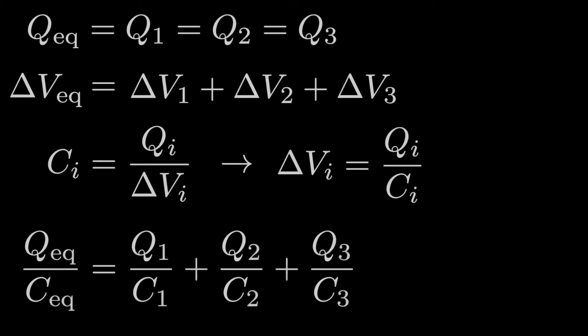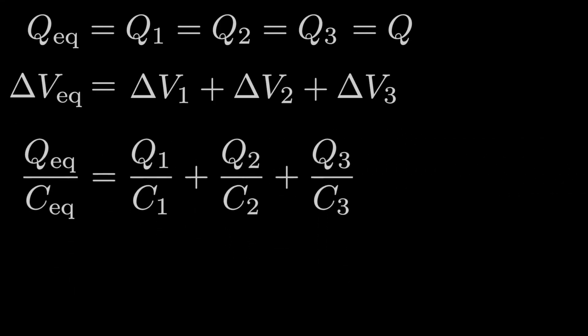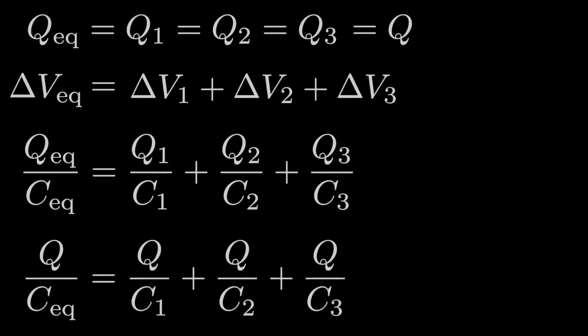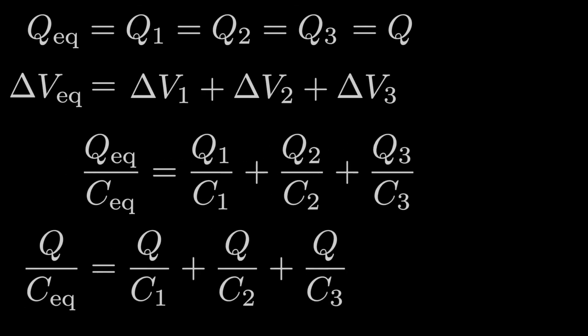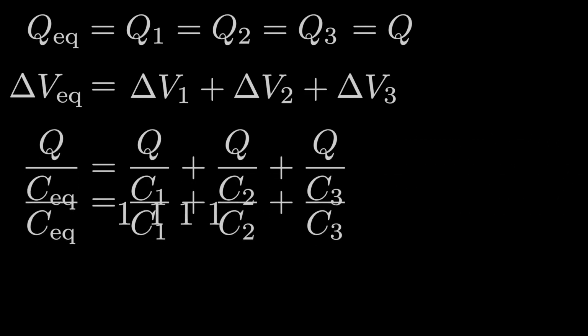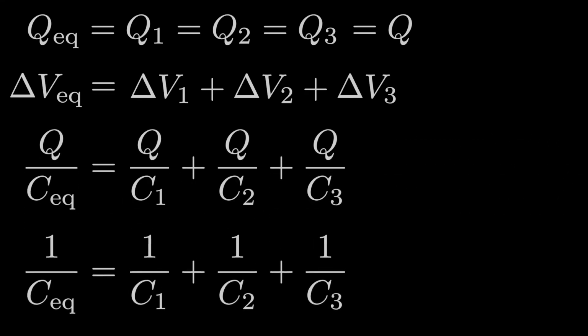Using our knowledge that the charges are all the same, we can just say the charge on any capacitor is Q, and then write the bottom equation like this. Dividing by this charge Q on both sides gives us our final result that the capacitance of an equivalent capacitor is given by this equation, when the original capacitors 1, 2, and 3 are in series.